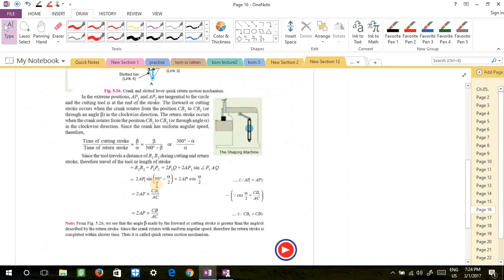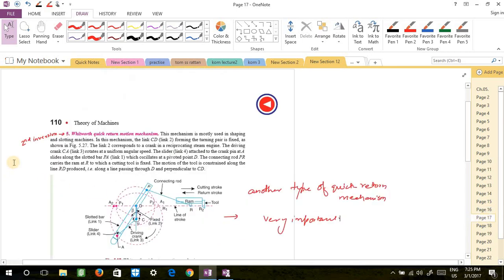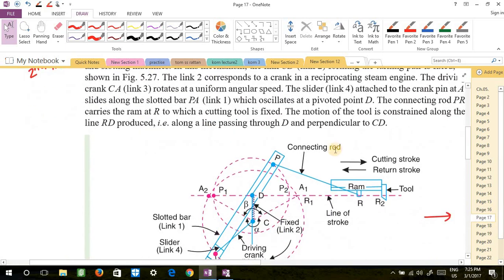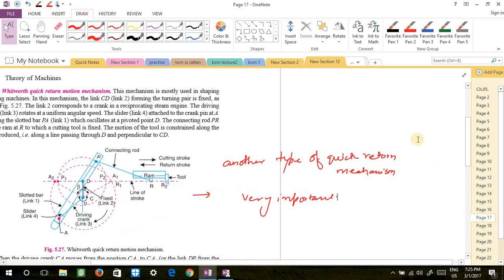Now another, you will study all this on the next page: Whitworth quick return motion mechanism. This is the second inversion of single slider crank chain. The diagram has been represented over here. I have written down a note. This is another type of quick return motion mechanism.